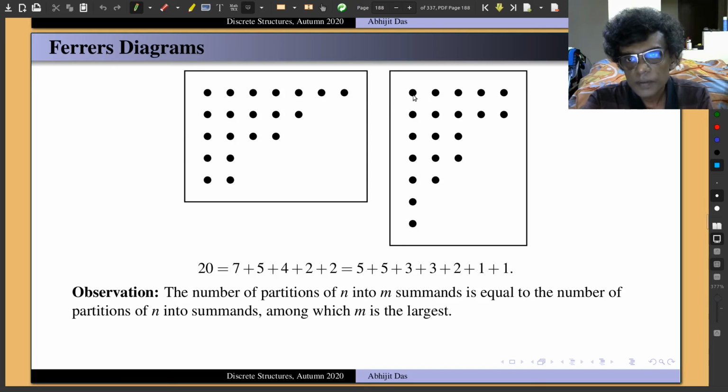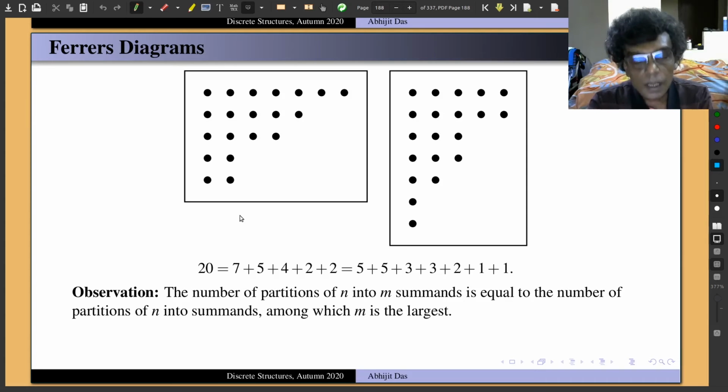Likewise, if I look at this, 1, 2, 3, 4, 5, 6, 7 summands, so its transposition, which is once again back to this thing, here the largest summand is 7. So these are interesting results. In absence of closed form formulas, we often play with such interesting results. This is a pictorial thing.